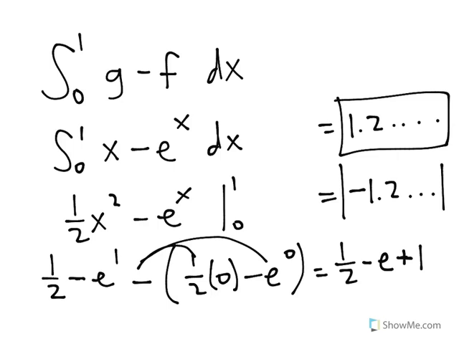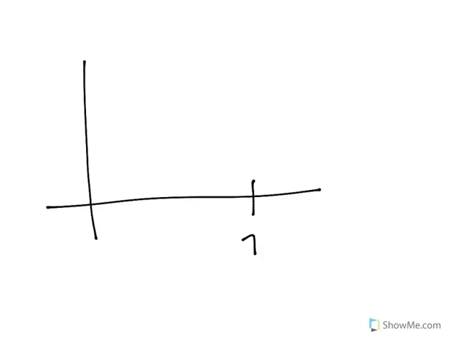Now, this is assuming that your two functions don't actually cross somewhere on the interval. So it brings up an interesting question. What if from 0 to 1, your two functions did something like this?